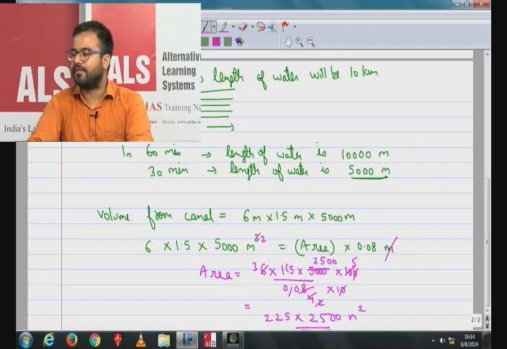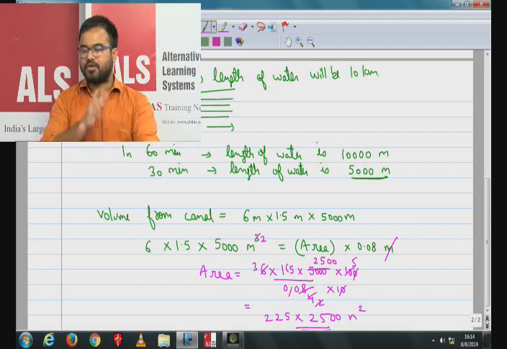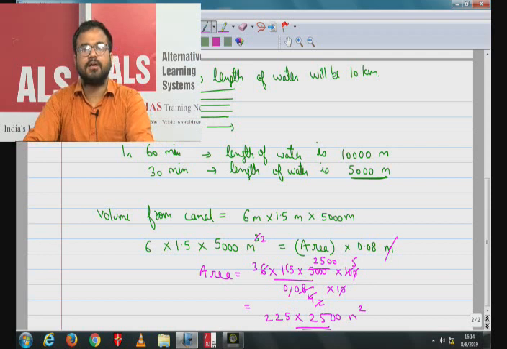Are you getting it, all of you? Any doubt in this question? Only what we have done, we have just equated the volume coming out from the canal to the volume of the water in the field.